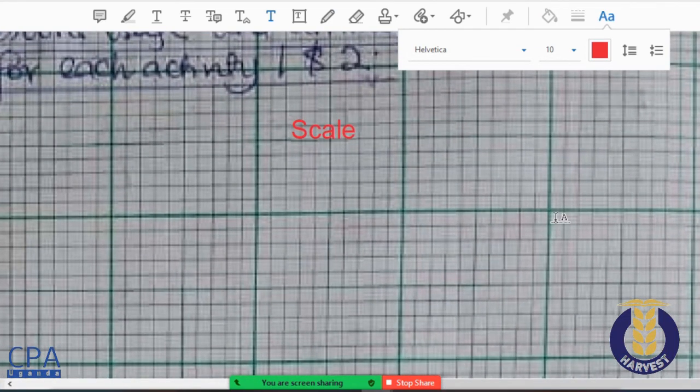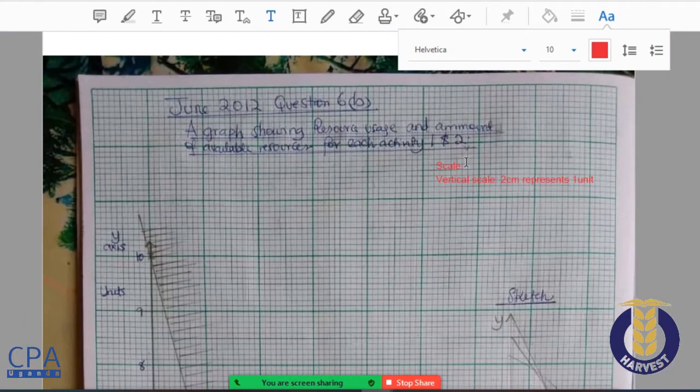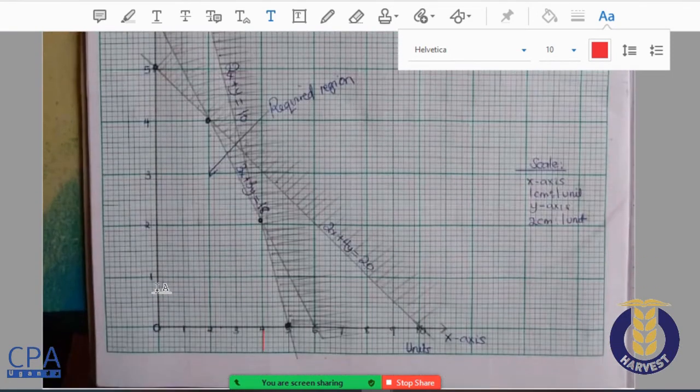Now, for the vertical scale, as you can see, the vertical is the y-axis. These are 2 centimeters. So the student would say the scale, vertical scale, 2 centimeters represent 1 unit. Actually, when I look at the size the student used, those are 2 centimeters. 1 unit in the sense that this gap is a 1, because the student is using 1, 2, 3, 4, 5. So 2 centimeters represent 1 unit each.